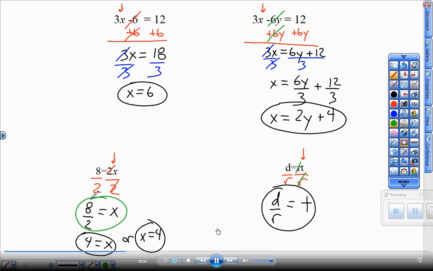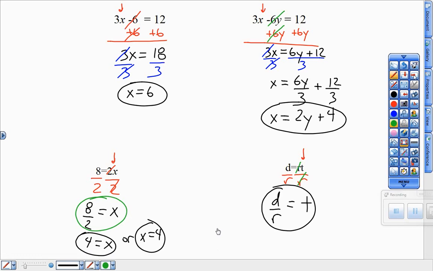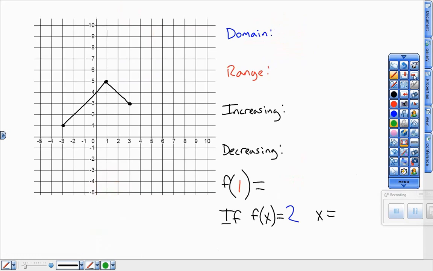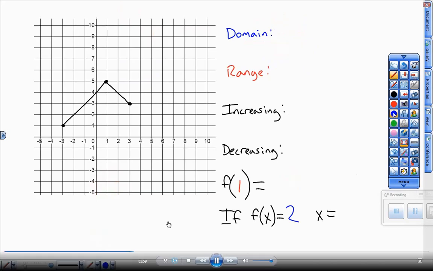Okay, next problem is a graphing problem. Need you to remember how to do these. So for this one, try to draw this graph the best you can.